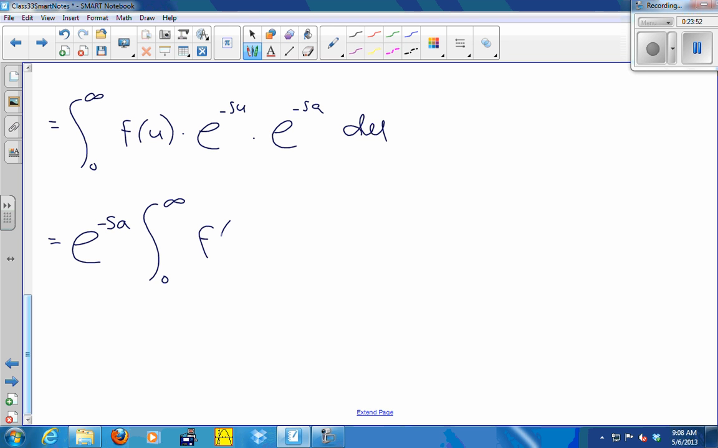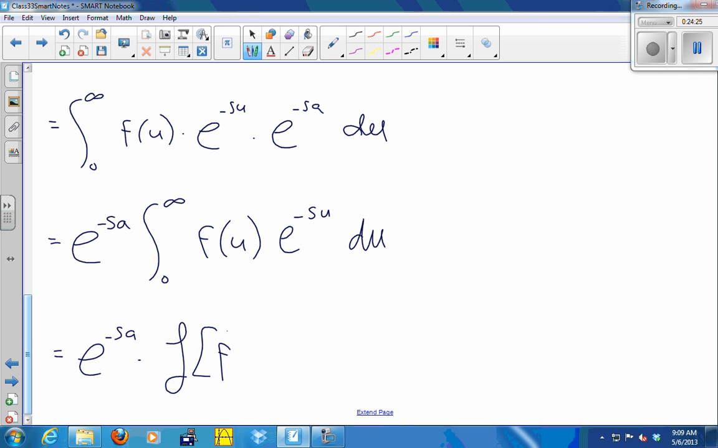Yes, we don't have a way to integrate this, but we should recognize this. The integral from 0 to infinity of f of u times e to the negative su, that's the Laplace transform of f. Usually we write it with t as the input variable, but it's just the name of the variable. So this is e to the negative sa times the Laplace transform of f.